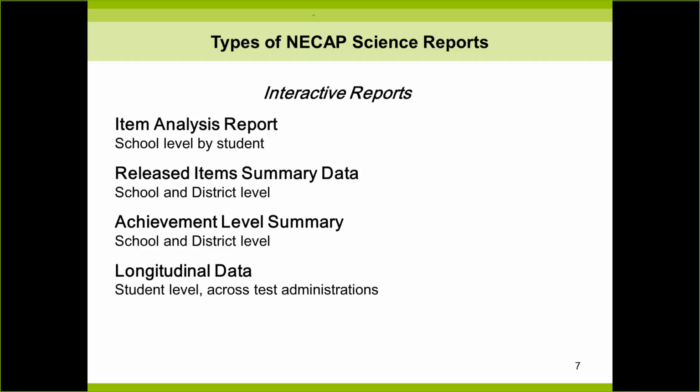The NECAP interactive reports, which are also available via NARS, are the following: the Item Analysis Report, a report of individual student performance on the publicly released test items; the Released Items Summary Data, a summary of school and district performance on the publicly released items; the Achievement Level Summary, a summary report of school and district performance by achievement level; and the Longitudinal Data, student-level data reported across multiple test administrations.